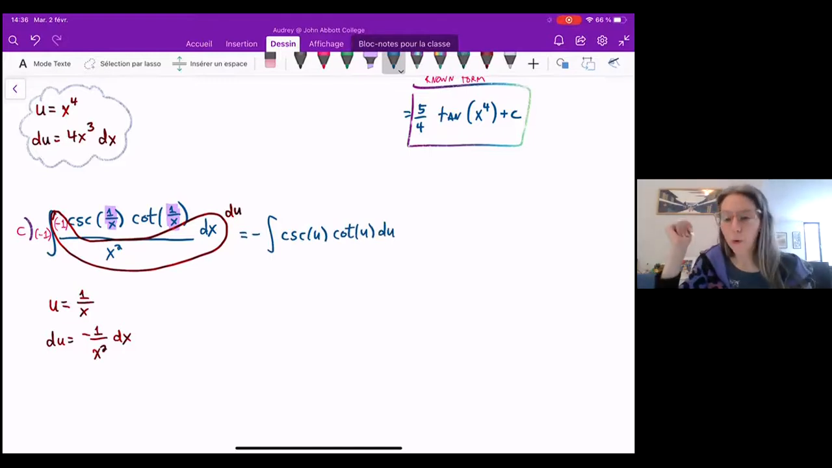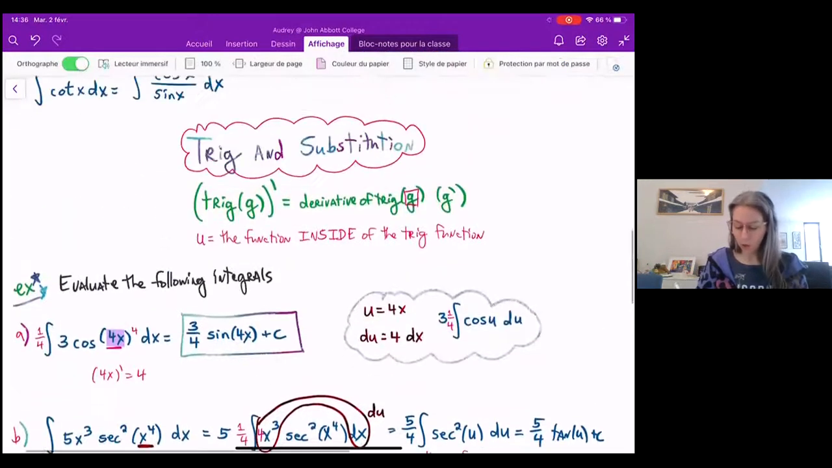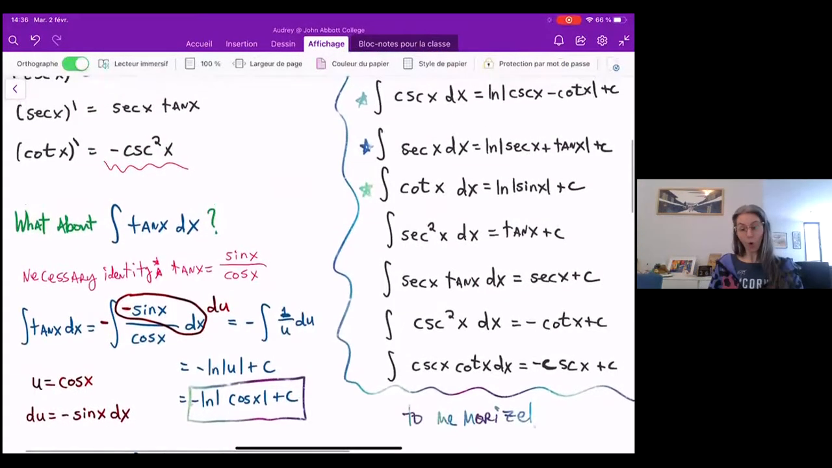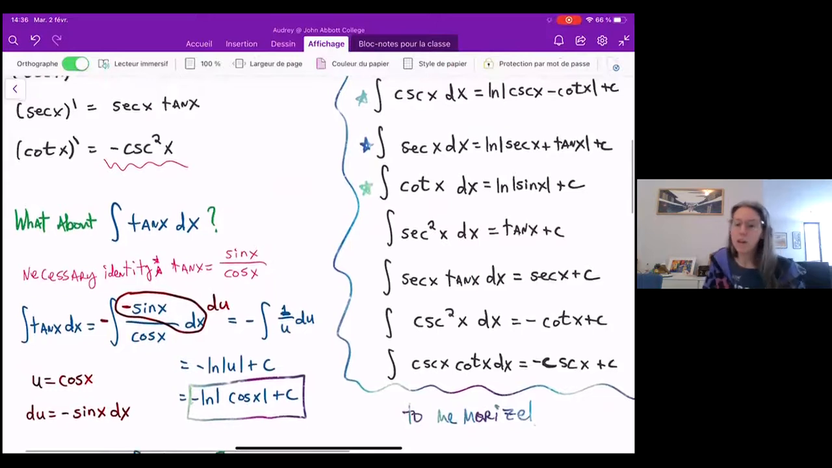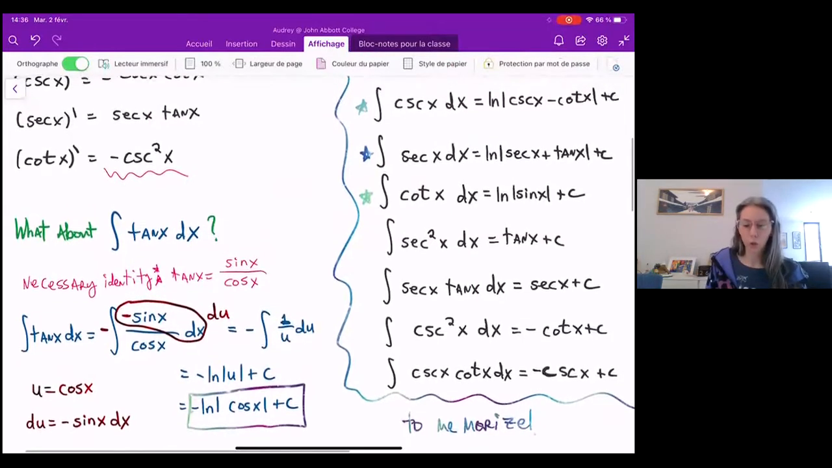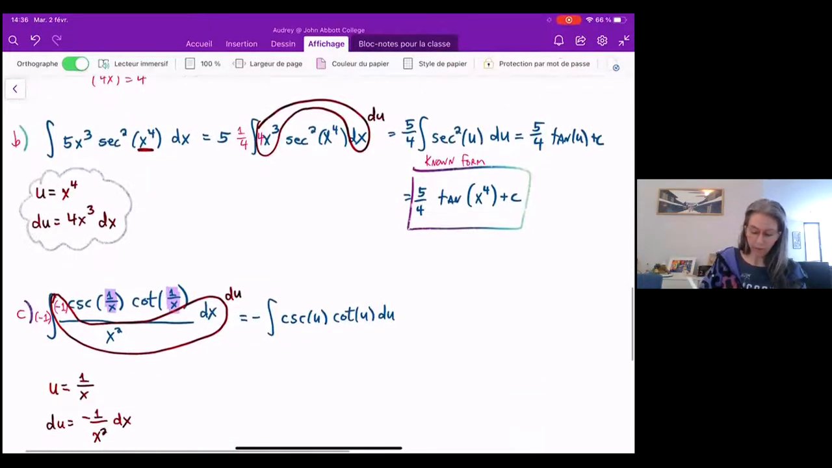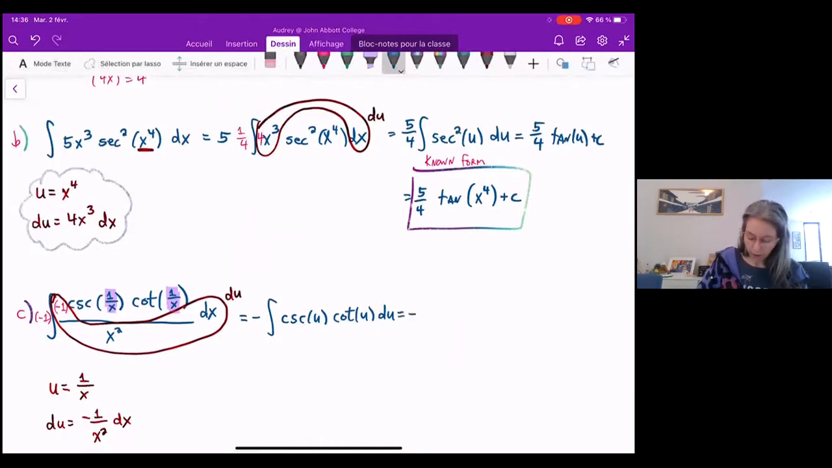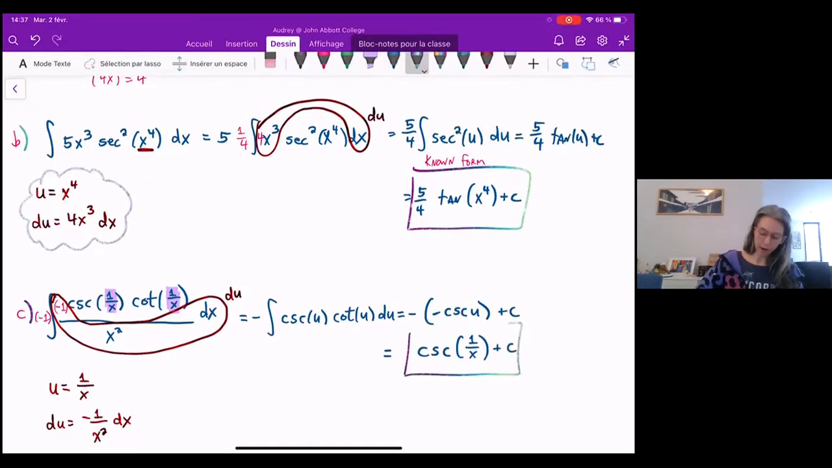Guess what? Known form. What is cosecant u, cotangent u the derivative of? If we need to, we can go back and look at our list of known forms. Oh, yeah, that's right. It's the derivative of negative cosecant of x. So down here, we'll have negative, and then the antiderivative, negative cosecant of u plus c. The negatives cancel out, leaving me with positive cosecant of 1 over x plus a constant for my final answer.